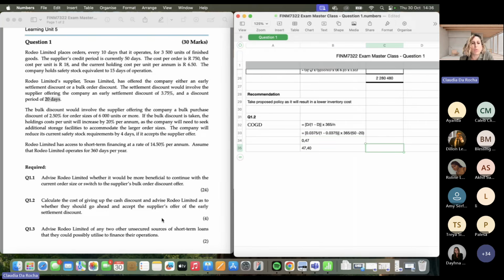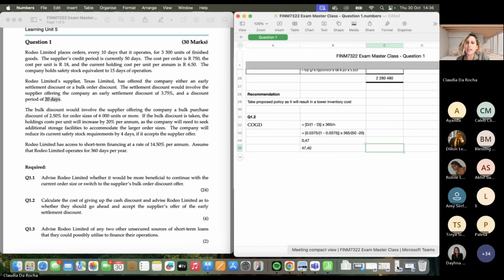Okay, 1.2 and then 1.3 is a theory question. You can mention any unsecured sources. So you can say bank loans, overdraft facilities, lines of credit, revolving credit agreements, single payment notes. You can say anything really. All right, so that completes our first question.